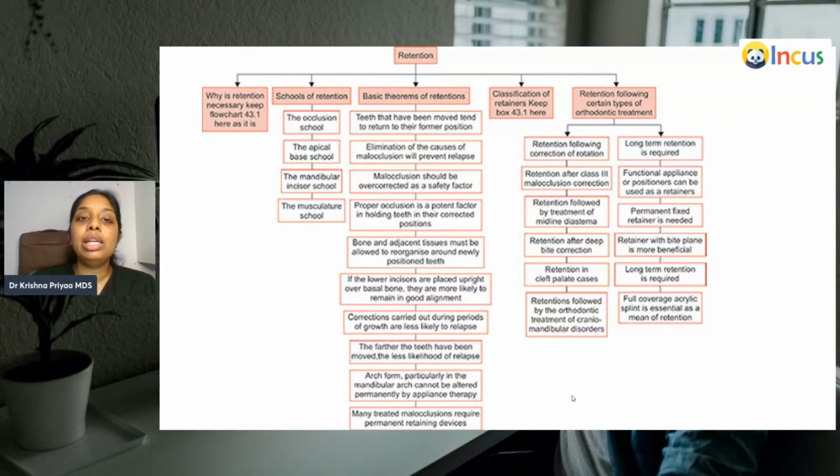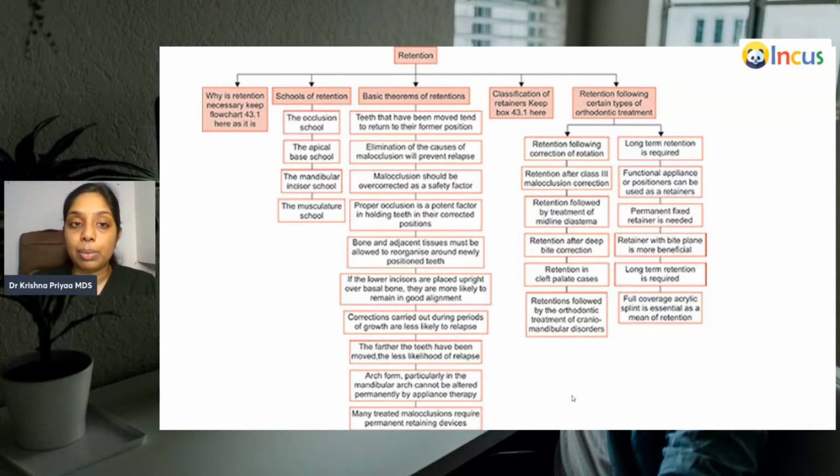Then coming to the theorems of retention. There are basically 10 theorems. If you understand these theorems and the schools, then your retention and relapse topic is done. You should understand the concept behind it, only then can you answer the MCQs.